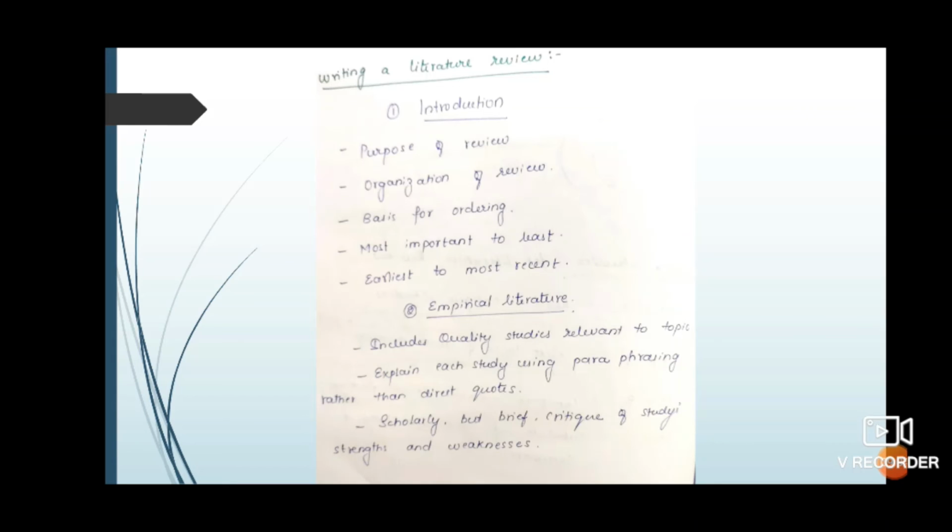Writing a literature review follows a specific format. It includes first an introduction: what the purpose of the review is, whether it's an organizational review, and what the basis for ordering is. We have to arrange it from most important to least important and from earliest to most recent. Then we have the empirical literature, which includes the quality studies relevant to the topic, and we explain each study using paraphrasing rather than direct quotes. We have to read it and write it in our own words.